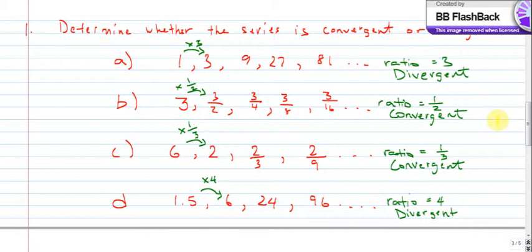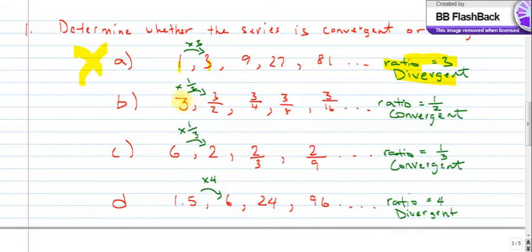Determine whether each series is convergent or divergent. As you can see, to get from 1 to 3, you have to multiply by 3. To get from 3 to 9, you have to multiply by 3. The ratio is 3, which is more than 1, so it's divergent. This will not work out.